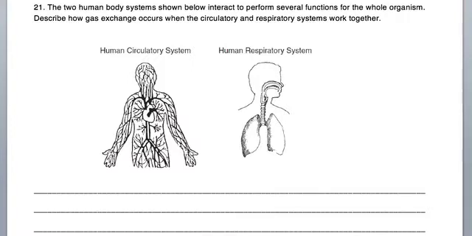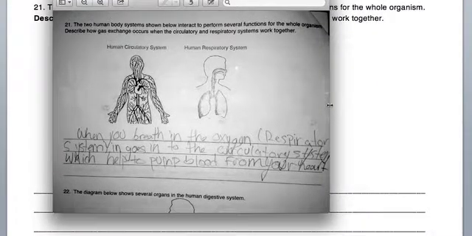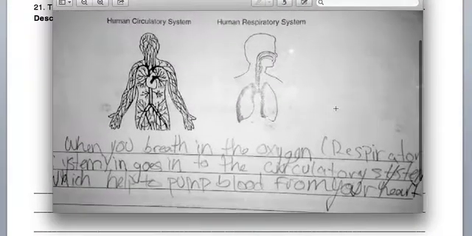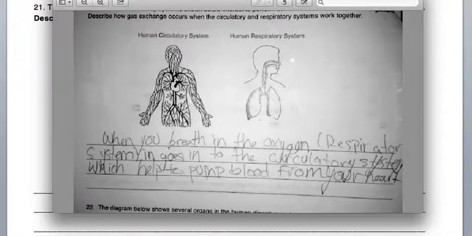The 2 human body systems shown below interact to perform several functions for the whole organism. Describe how gas exchange occurs when the circulatory and the respiratory system work together. So it's asking me to describe how gas exchange occurs. How does gas exchange occur? All right, so exchange is one thing getting and another thing giving. Give and take is basically what exchange means. Here is an example answer. When you breathe in oxygen, respiratory system, in goes the circulatory system, which helps to pump blood from your heart.